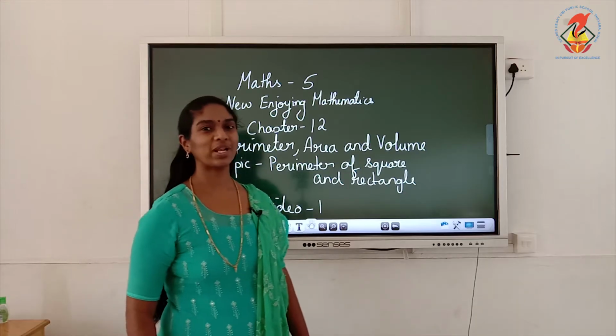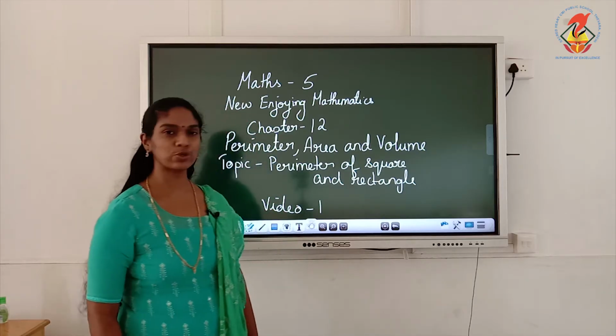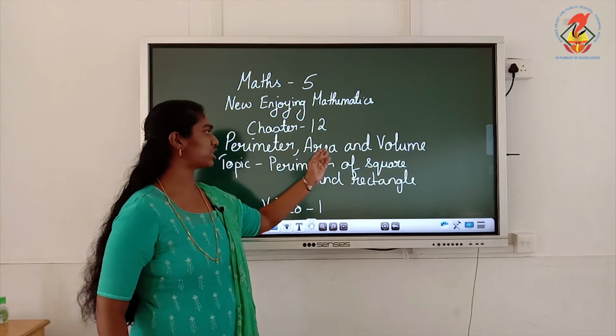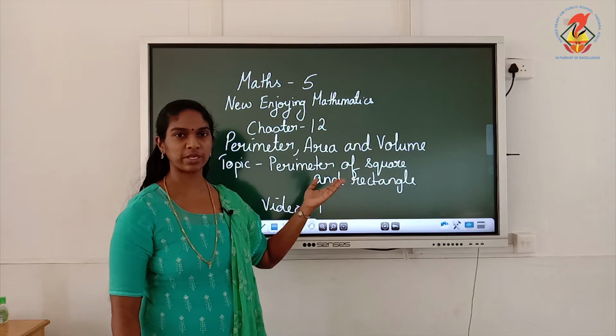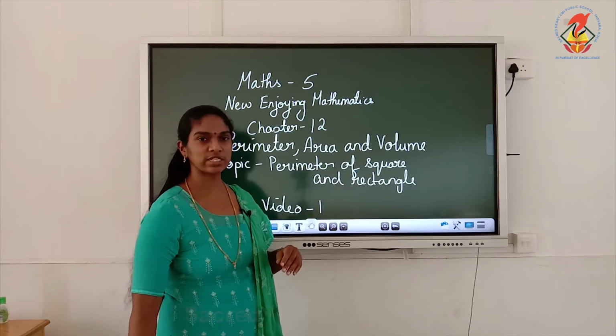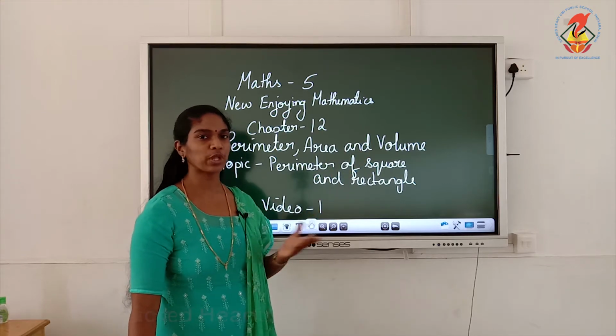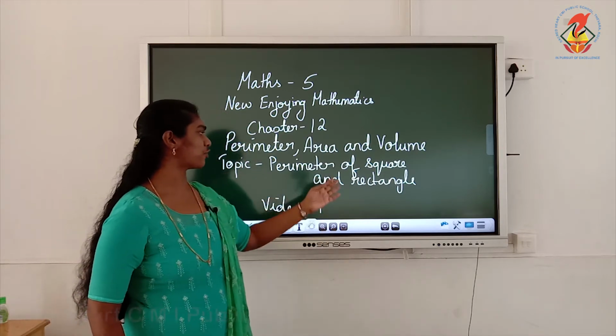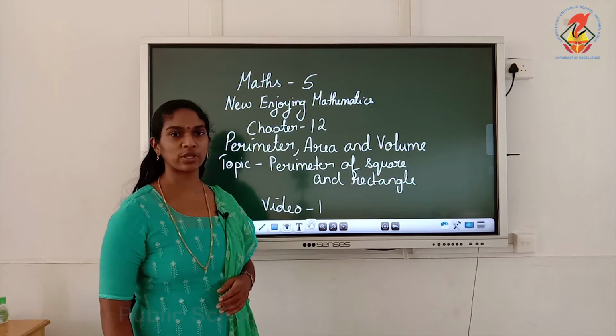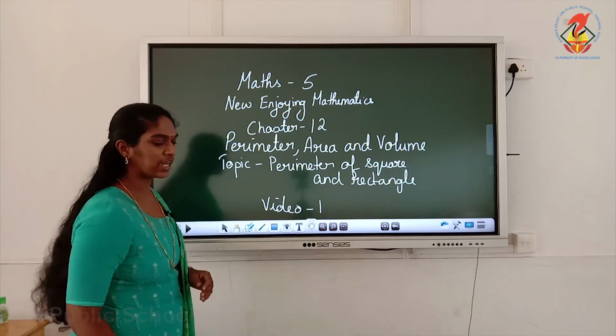Hi children, welcome back. Today we are starting with a new chapter, chapter 12, perimeter, area and volume. You have already learned how to find perimeter and area. Now volume is a new term to you. We'll come to that. First in this video we'll discuss the perimeter of a square and rectangle, and teach you how to find them.